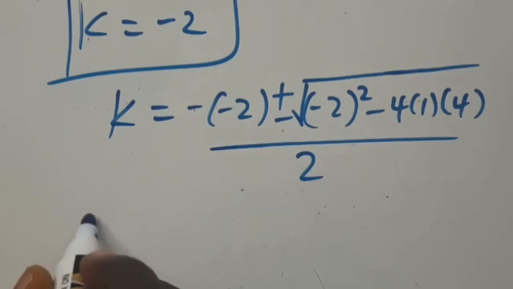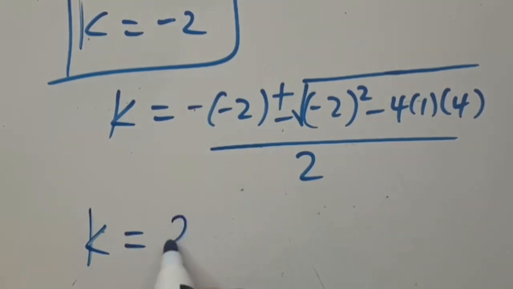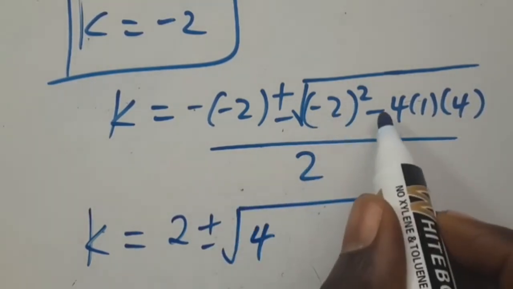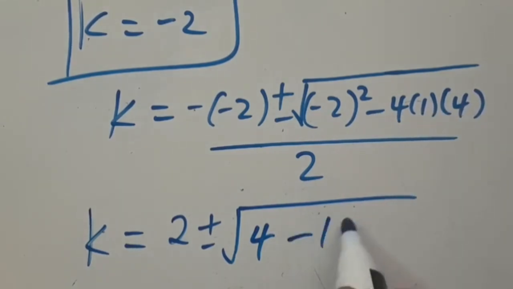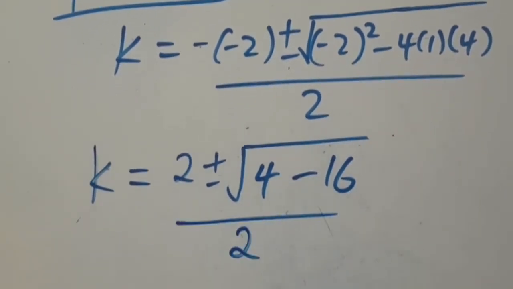Then from here we have k equal to minus times minus will be 2, positive or negative root of 4 minus 4 multiplied by 1 multiplied by 4 will be minus 16, then all divided by 2.